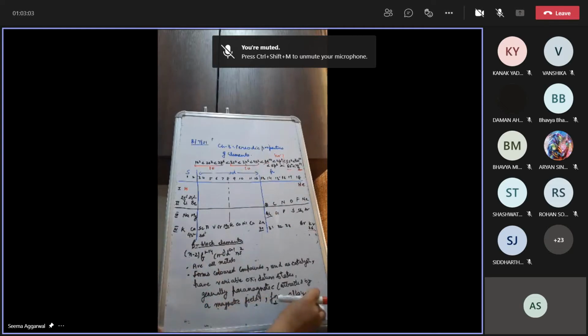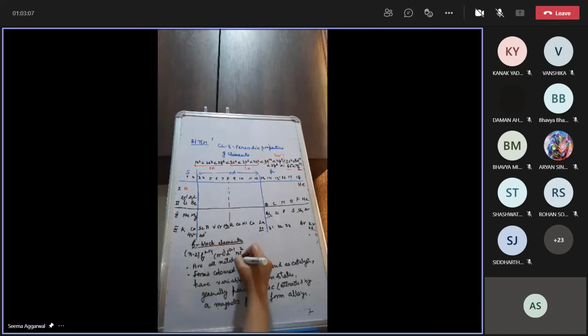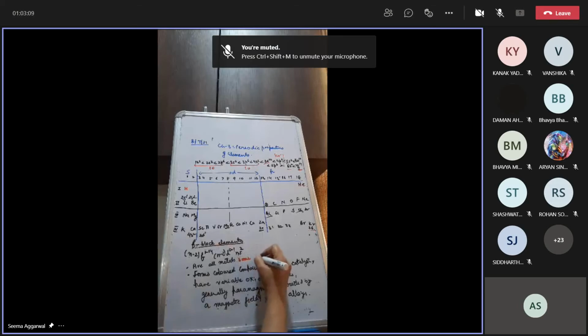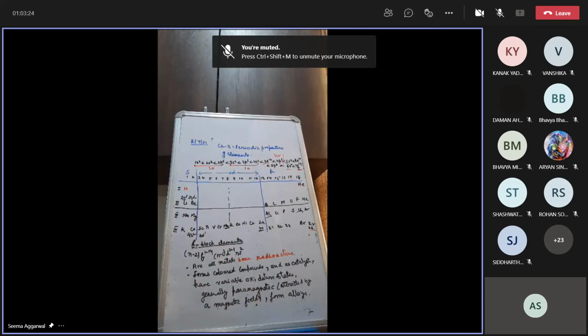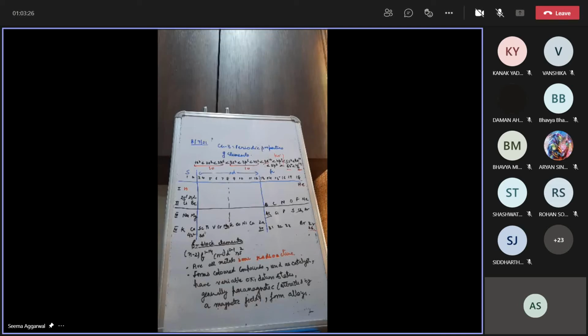First property same: they are all metals and some of them are radioactive, like uranium, plutonium, polonium, thorium, radium. All these are in the F block elements. So they are all metals, some of them are radioactive. They form colored compounds. All these are the general properties of the F block elements.